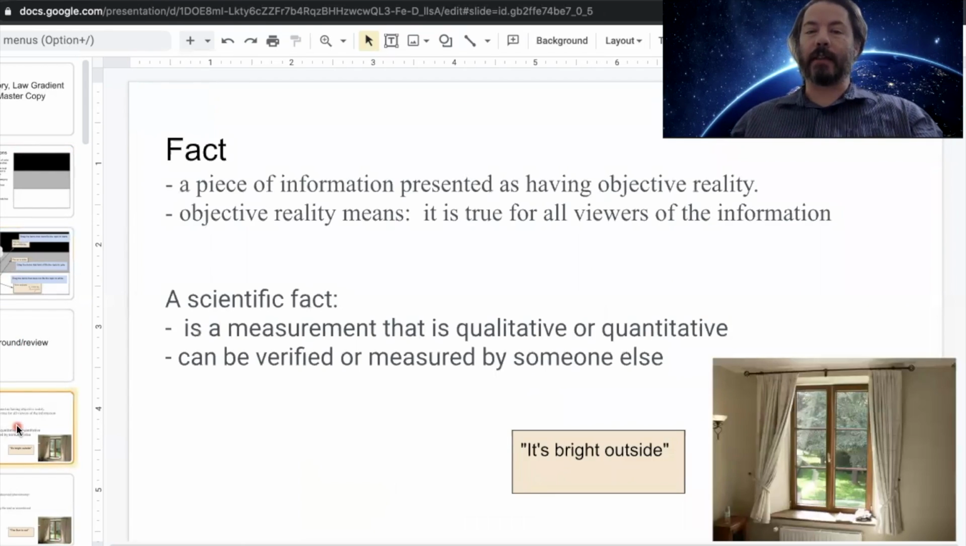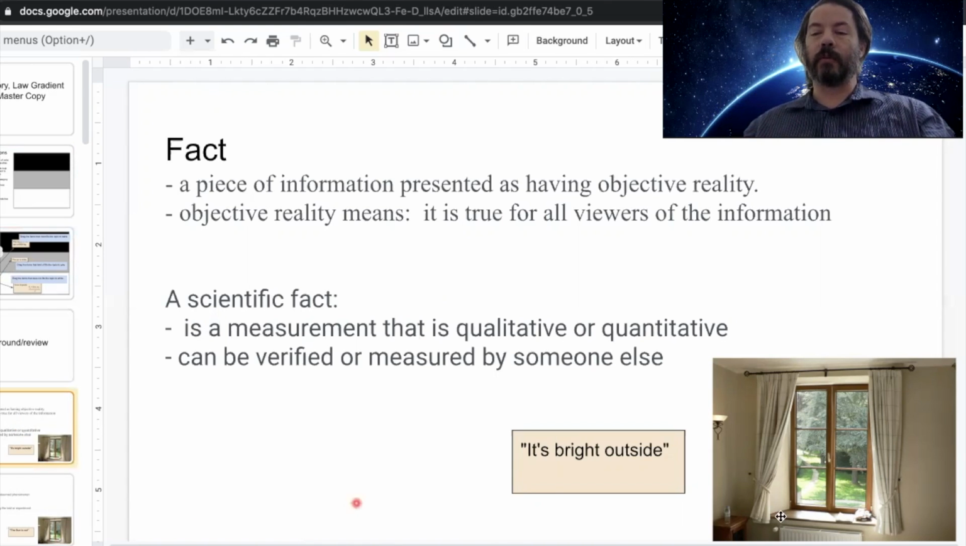First, a fact is a piece of information that has an objective reality. So it's true no matter who the observer is. For example, if I measure a piece of paper that's 8.5 inches by 11 inches, somebody else could pick up the same piece of paper and get the same measurement. That would be a fact about that piece of paper. A scientific fact specifically is a measurement that is qualitative or quantitative. Make sure you know those words from your vocab, and it can be verified or measured by someone else.